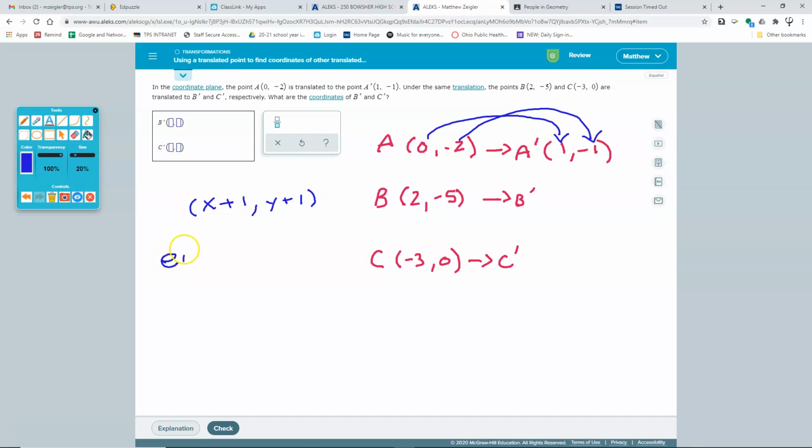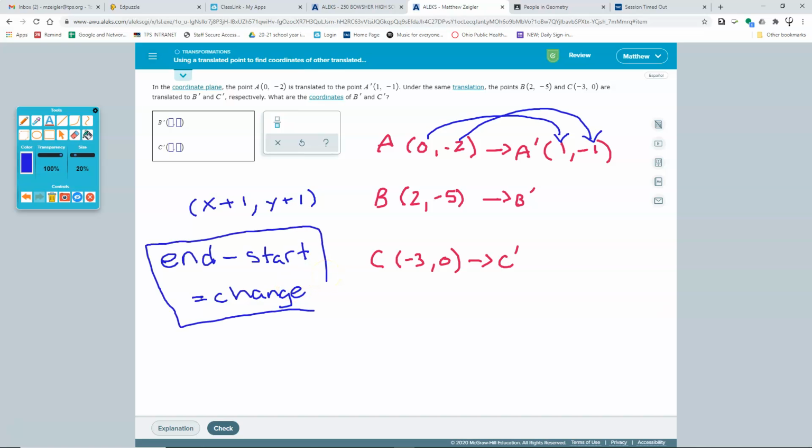Now, one thing that you can do here, by the way, if it was something more complicated, you could remember this: end minus start equals change. So if it was ever more complicated than like 0 to 1 or -2 to -1, you could just take end 1 minus 0 equals 1, plus 1. And -1 minus -2, and I plug that into my calculator, and I will get +1. So end minus start equals change.